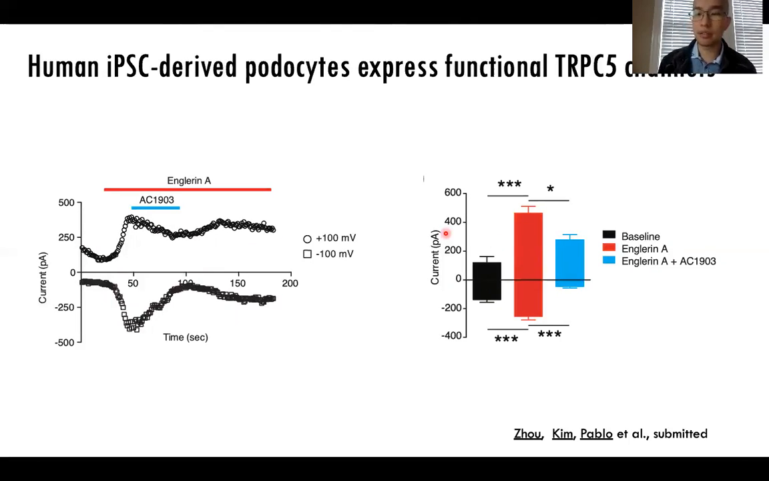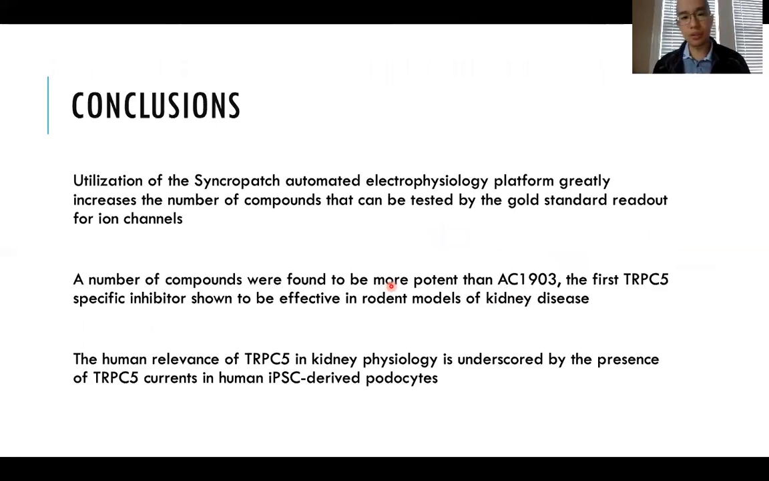So we are really confident now that human podocytes do actually express functional TRPC5 channels, which makes targeting TRPC5 a more viable therapeutic hypothesis. And this work has been submitted, and I won't have the time to go over this today, but we also show that AC1903 in these human-derived podocytes is able to prevent the damage caused by injurious stimuli.